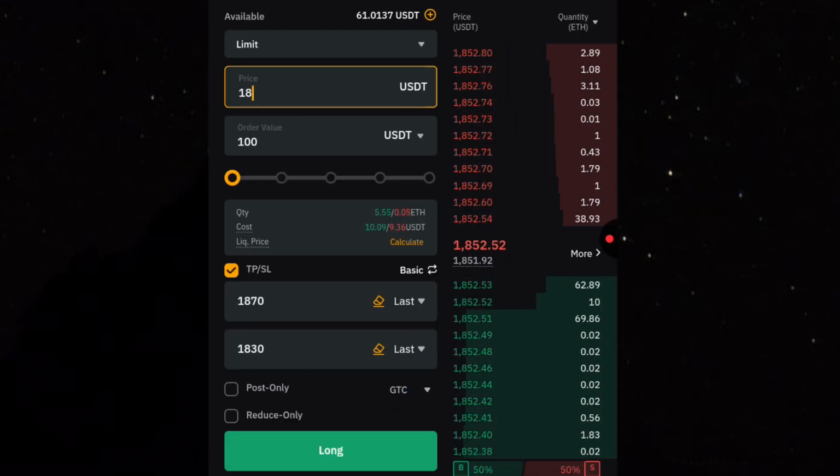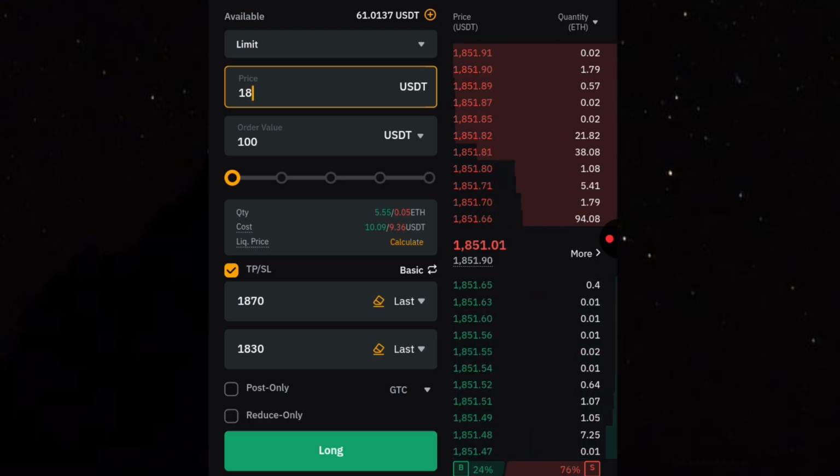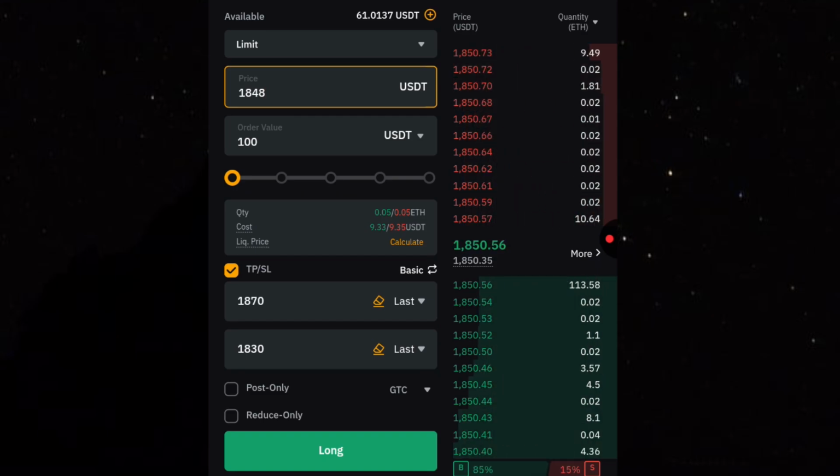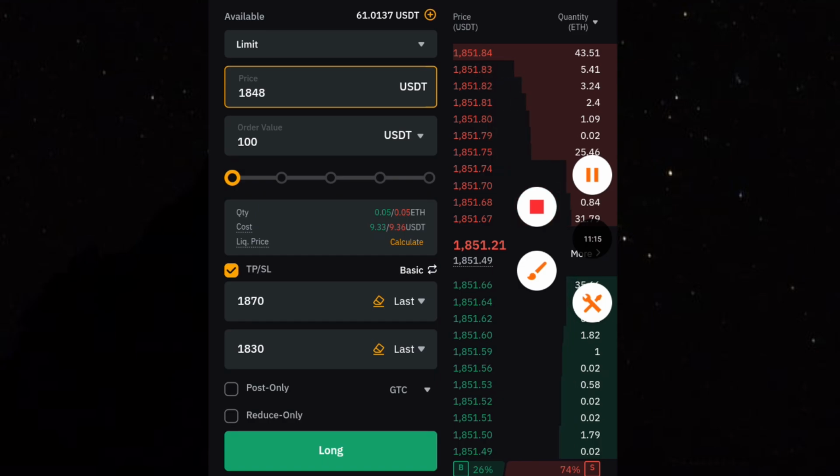So I'm going to come here and put in 18... okay, let me put it 1848. This is because we are trying to price the market. When it comes to 1848, buy for me. So like I mentioned, talking about taking profit and stop loss.